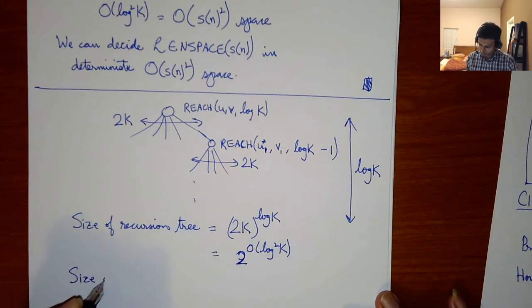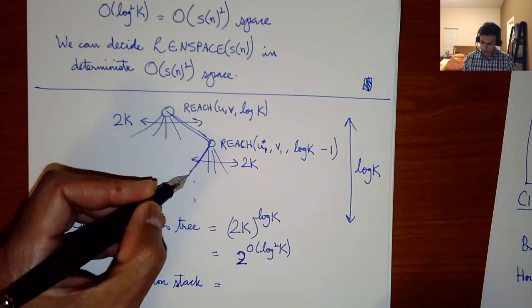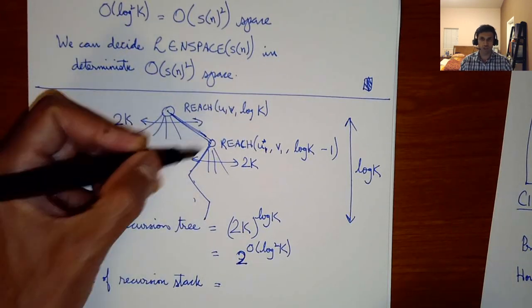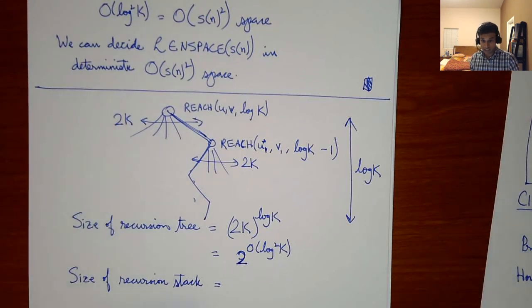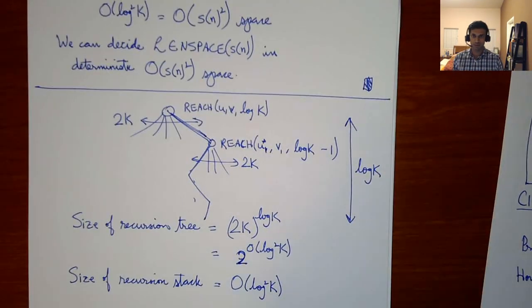So in some sense, the size of the recursion tree is this, but what is the size of the recursion stack? That's just the length of the path times whatever it stores to see which call you made. So the recursion stack size is only O of log squared k, and that's the space. So imagine if you're doing a recursive procedure, you don't need to store the entire recursion tree if you are only looking for the answers.